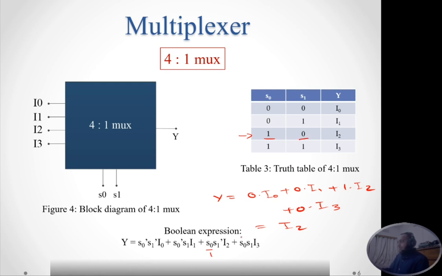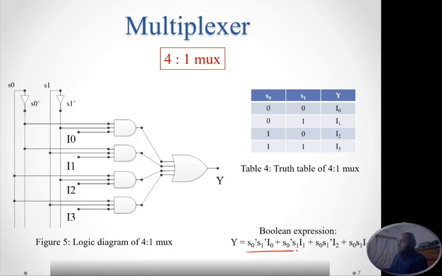In this case, our S0 is 1, so here S0 is 1. S1 is 0, so our S1 prime is 1. So this product will result in 1, and the other products will result in zeros. You can check if you want. So we can get only I2 when our S0 is 1 and S1 is 0. And using the Boolean expression, you can easily draw the logic diagram for 4:1 mux.